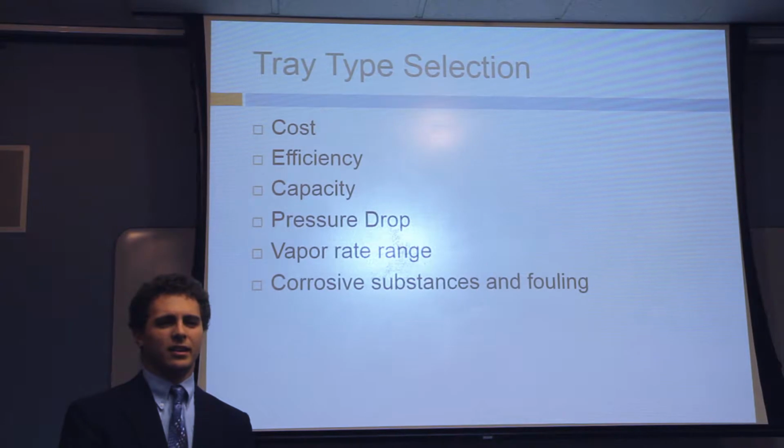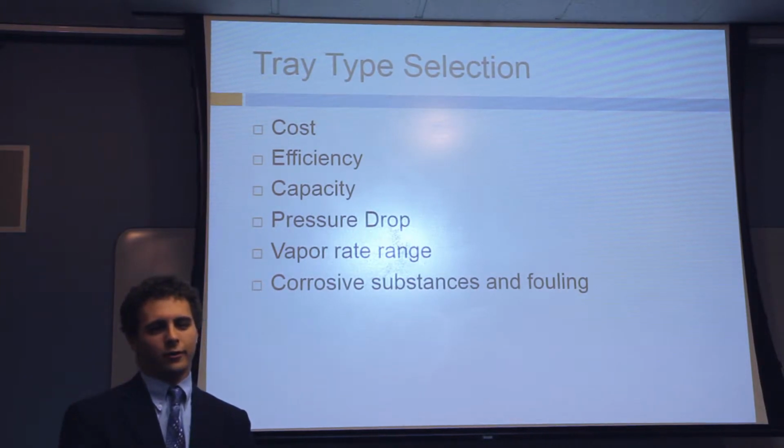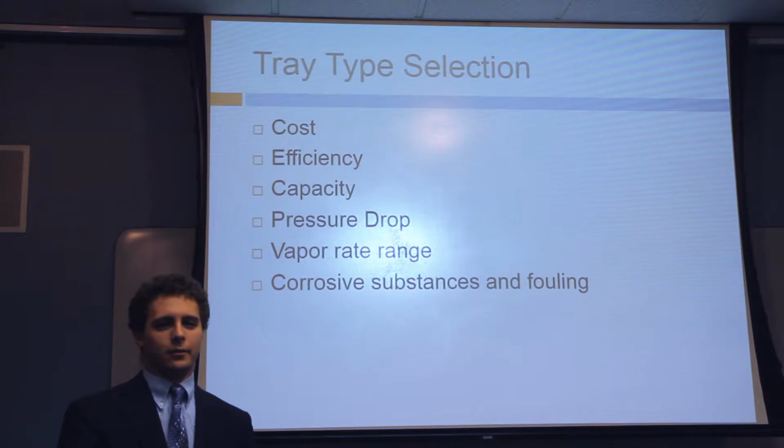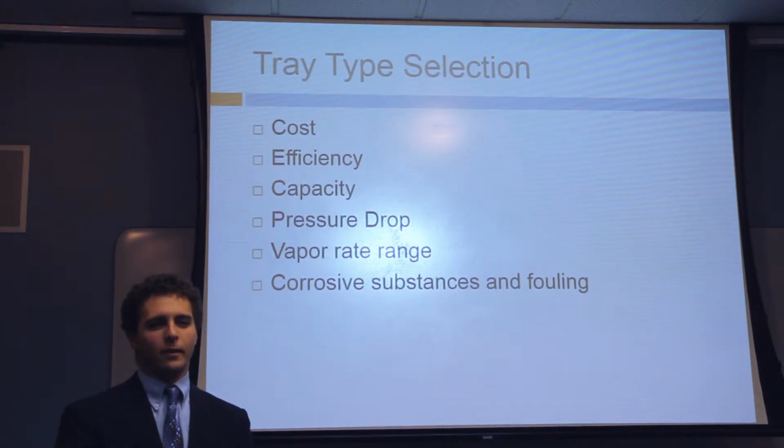In rarer special cases involving corrosive substances or fouling-prone mixtures, a counterflow tray column might be used because those tend to have lower maintenance costs, which makes it easier to deal with corrosion, and they tend to be more resistant to fouling. Next, Jesse will be discussing how to size a tray column.